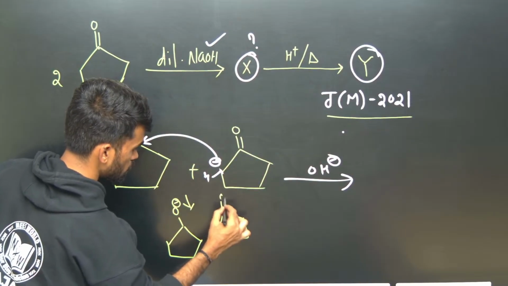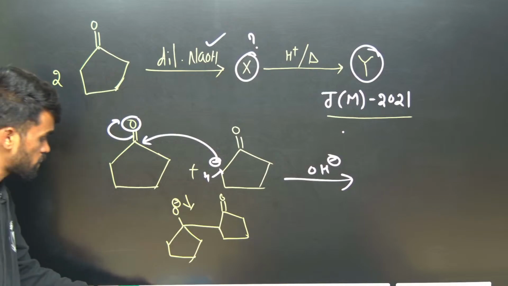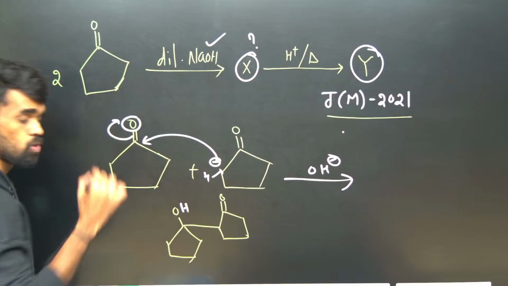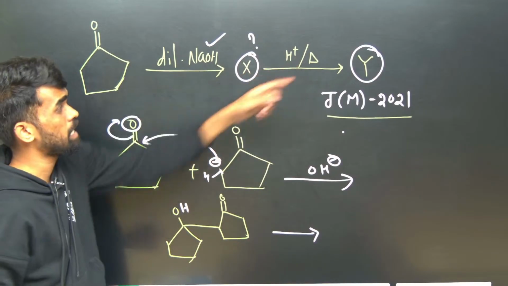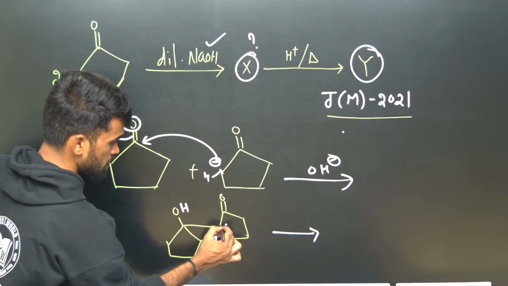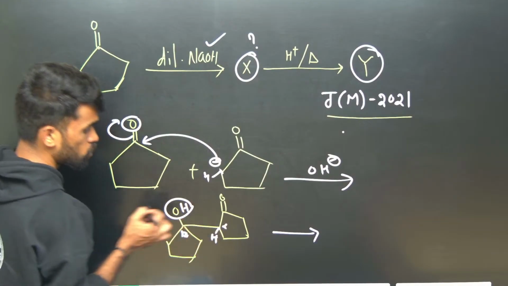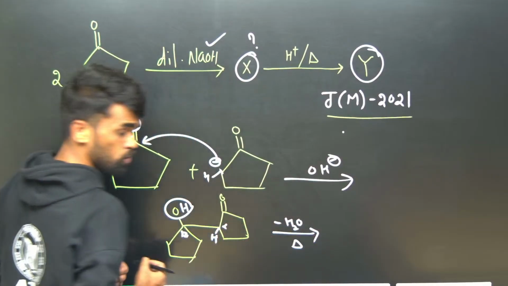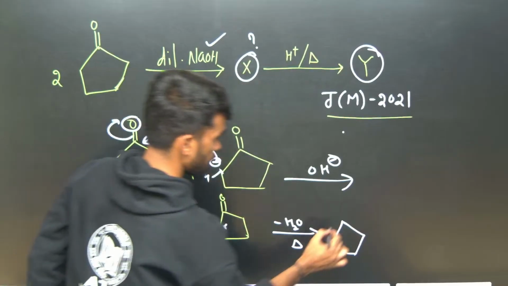This has attacked over here, so this is what we got. This O minus converts into OH. We got an aldol here. After getting the aldol, I told you to heat this in acidic medium. Again, alpha hydrogen from here, this is alpha and this is beta, so the hydroxy group from beta and hydrogen from alpha are removed as a water molecule during heating, so that we will have a product like this.